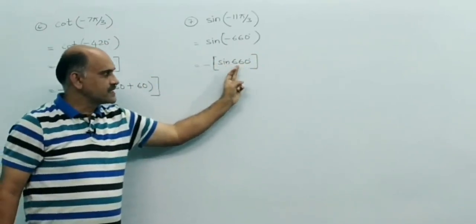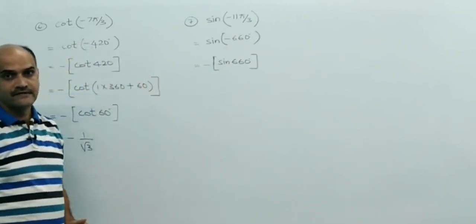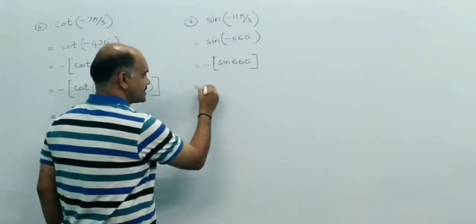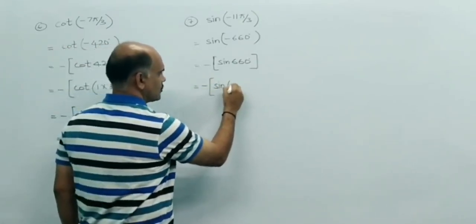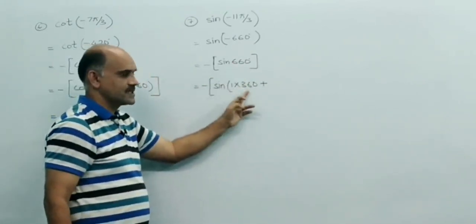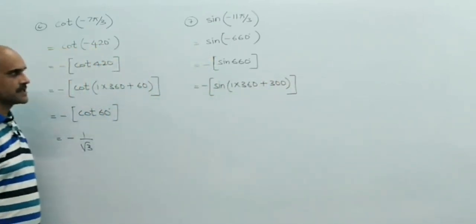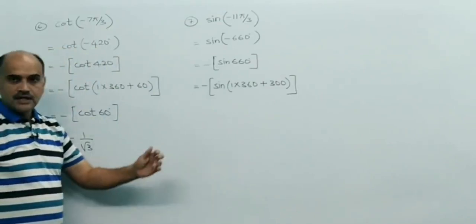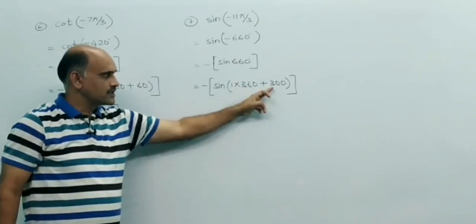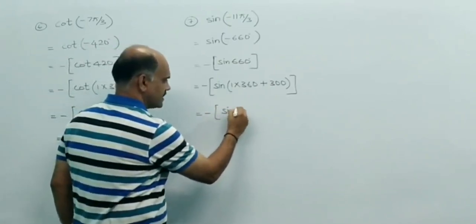Now again if you see this 660, it is greater than 360 but less than 720. So you should write it as 360 plus. So minus sine of 1 into 360 plus. How much is it greater than 360? 300. 1 into 360 plus 300. Now this term, 1 into 360, you leave. What remains? 300. So you'll have minus sine 300.